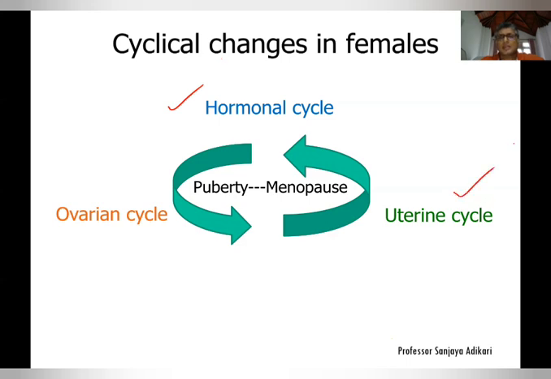Then there's a uterine cycle, physically taking place at the level of the endometrium of the uterus, the inner layer of the uterus. Then the third one is the ovarian cycle, physical changes taking place at the level of the ovary.